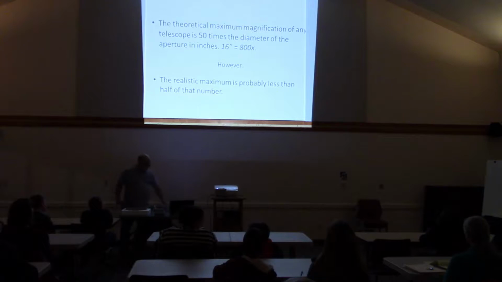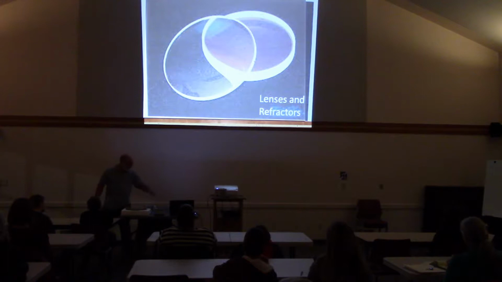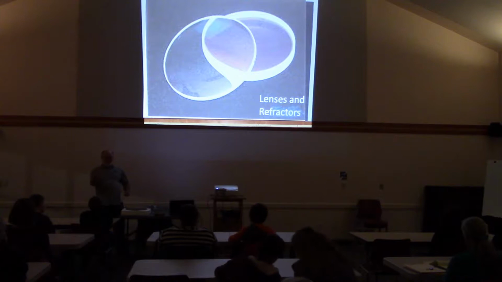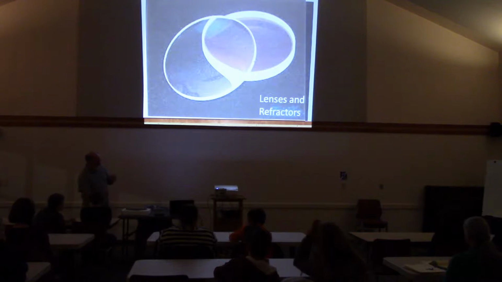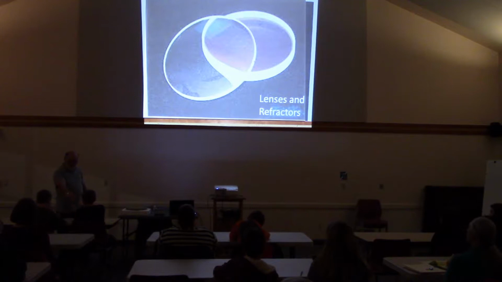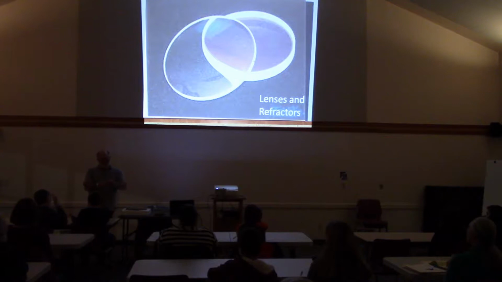Okay, let's talk about first lenses and refractors. I have some lenses here to pass around. This is a convex lens. It bulges out. You'll notice one side bulges a little more than the other. Here's one that's half flat, half convex. And here's one that's flat on one side and concave on the other. Do try not to drop them.